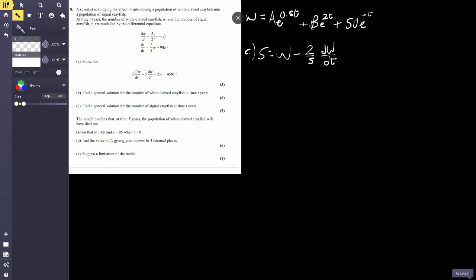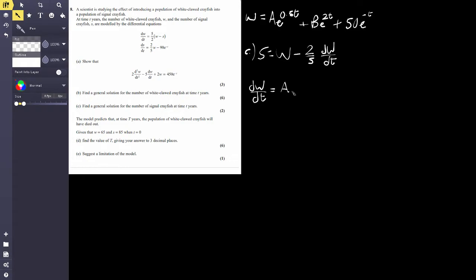But we have W here. So if we differentiate this, we can then use it in this S equals here. So if I write the derivative first, dW by dt, well, if I differentiate everything here with respect to t, that's going to be a half of a e to the half t. So a half a e to the half t.